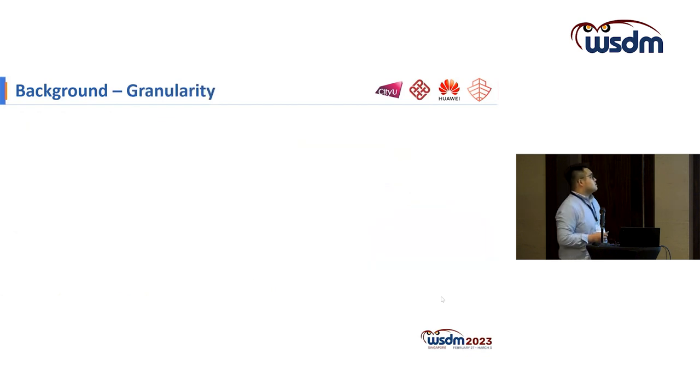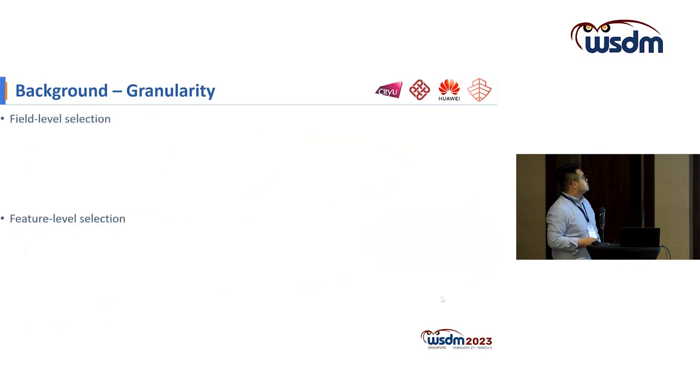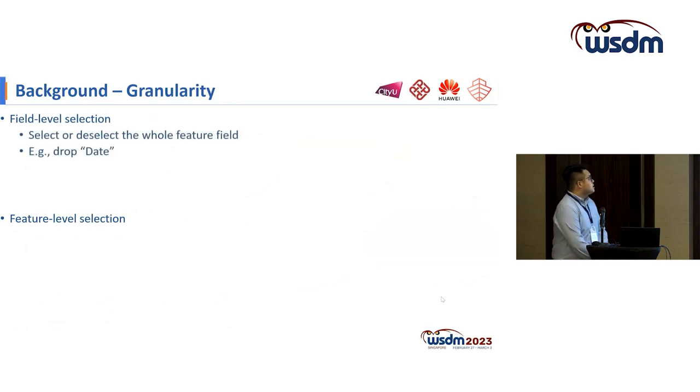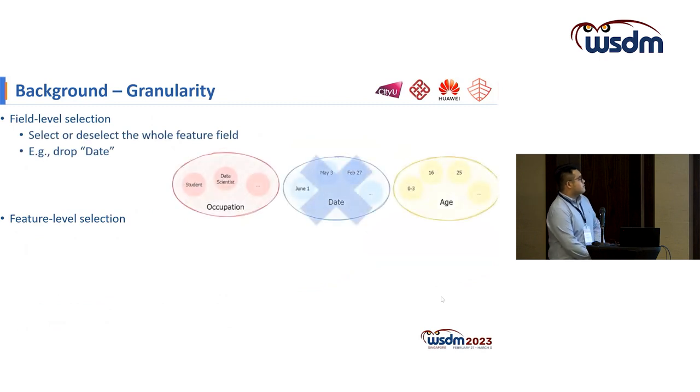And then the second classification criterion is the selection granularity. There are two kinds of granularity. The first is field level selection, and the second is feature level selection. Field level selection means that we select or deselect whole feature fields. Here we drop the whole date feature field for the recommender system.